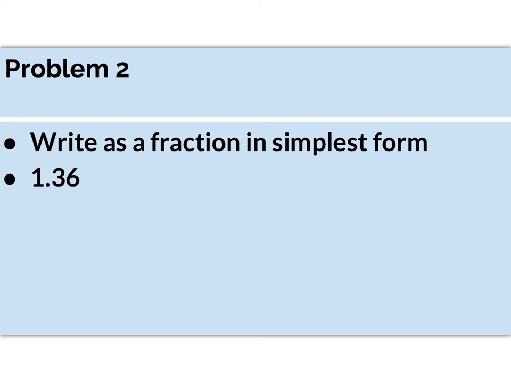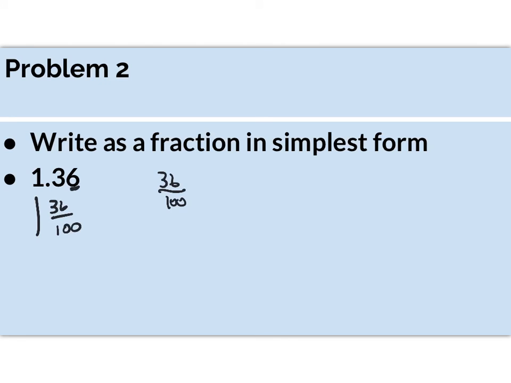Okay, now, how do we write whole numbers as fractions in simplest form? Well, 1 and 36 hundredths. This is how you write it as a fraction. The whole number 1 stays the whole number. Hundredths, 6 is in a hundredth spot, so we write 36 over 100. And so now all we have to worry about is reducing 36 over 100.